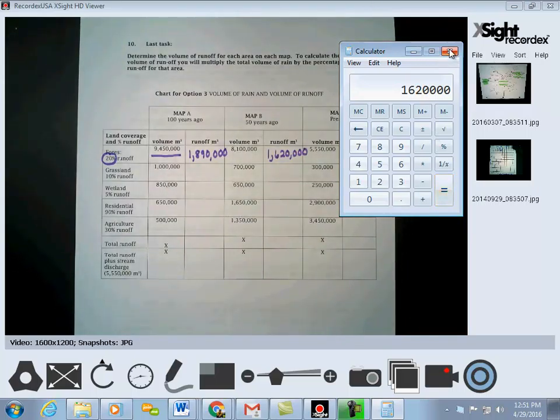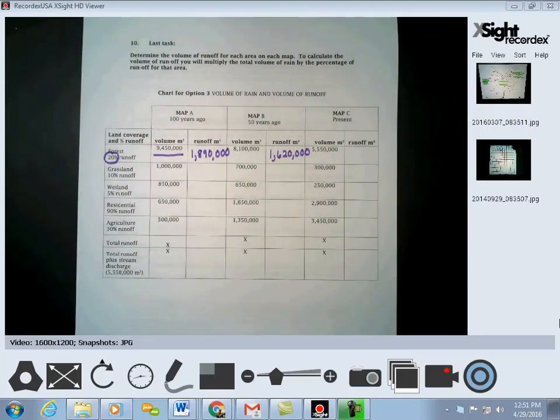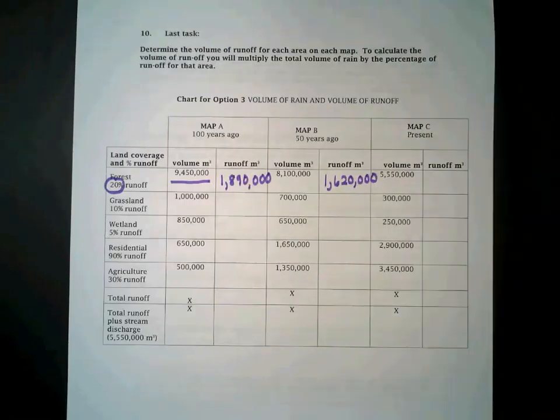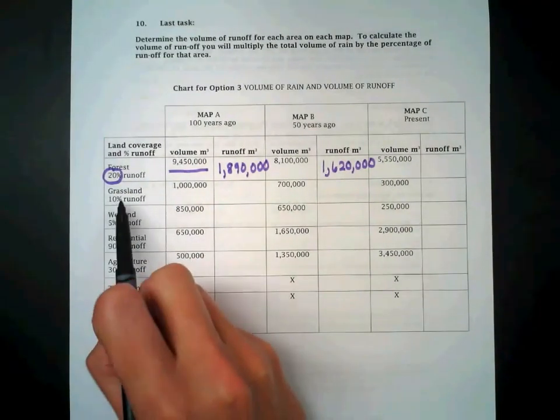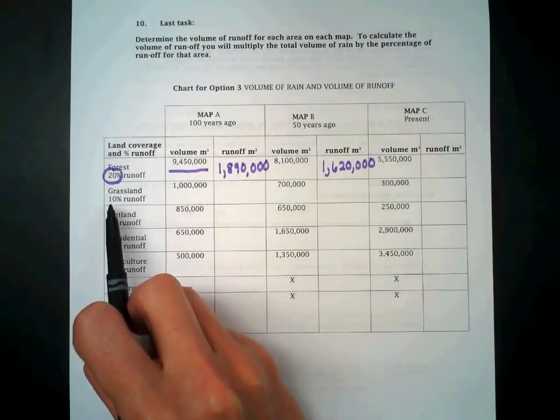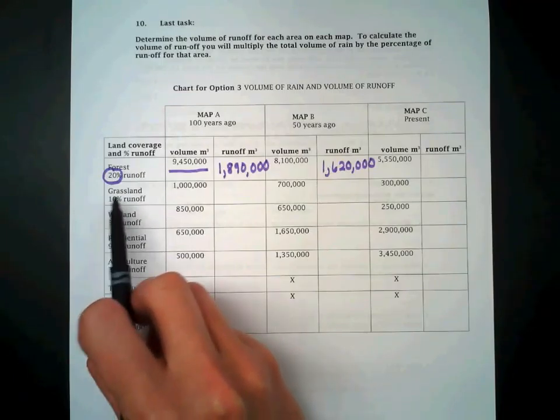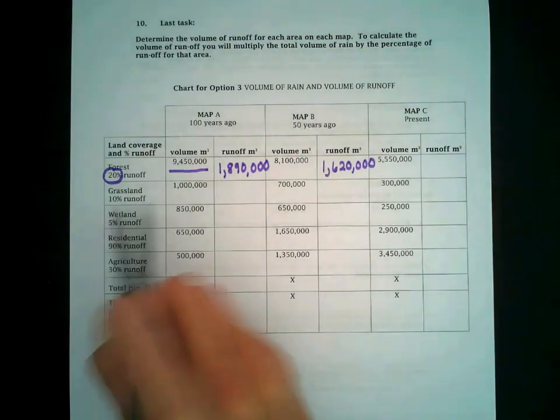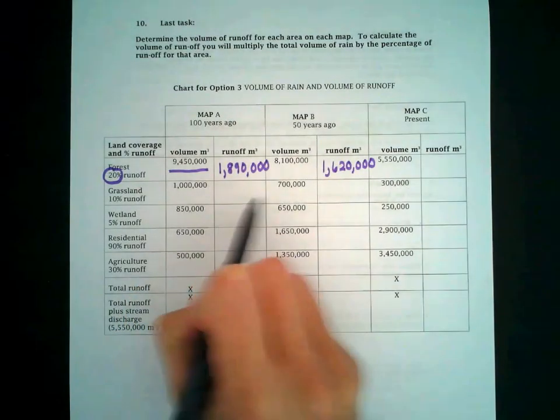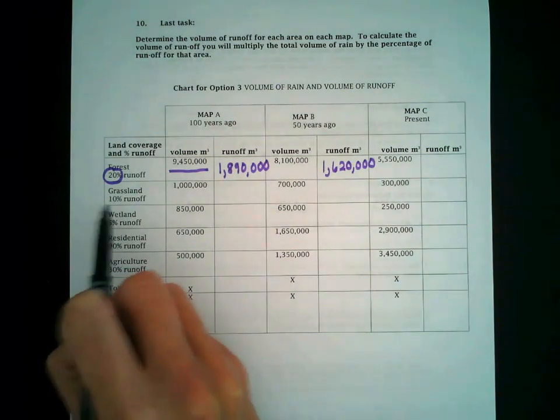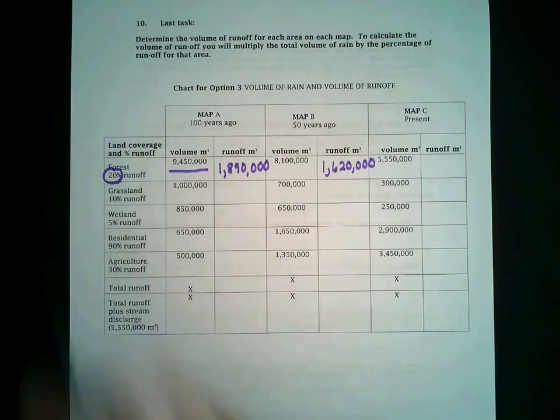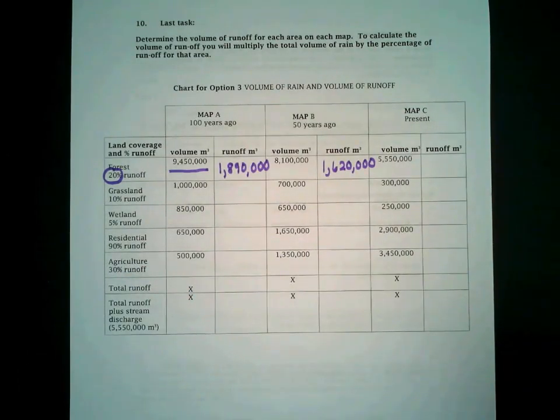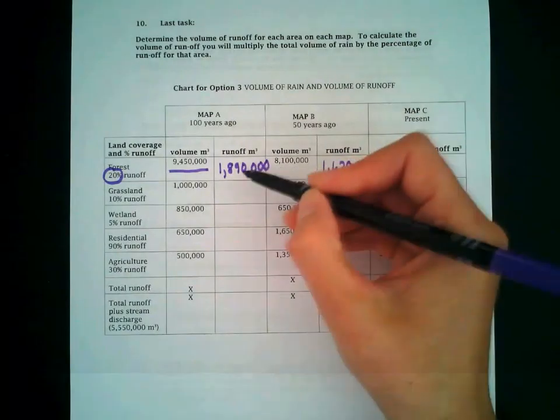And you're going to do the same thing with map C. You're also going to continue this. Since each one of the parts of this map are a little bit different in how much water is absorbed and how much water is run off, we're going to have to do each one of these maps for each one of these total areas.